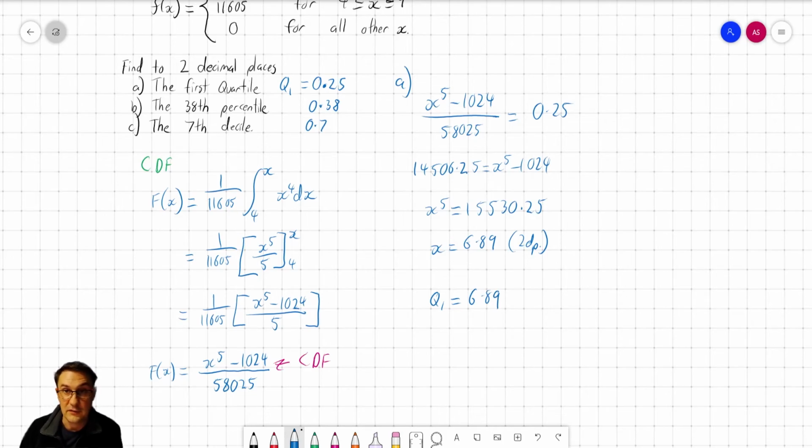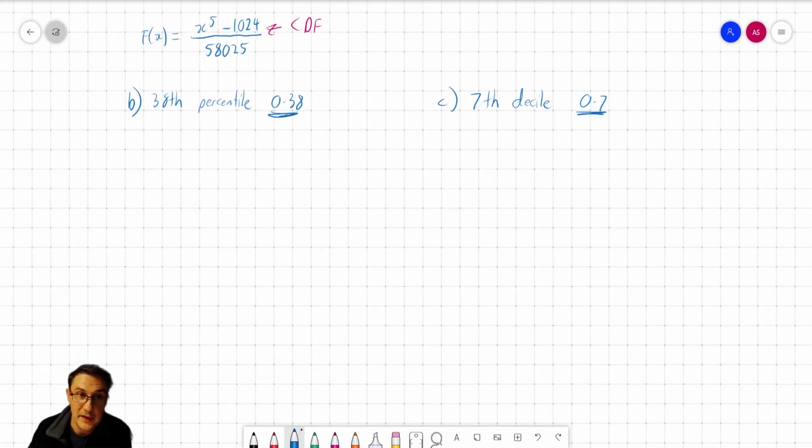That's the first part of it done. Okay, moving on to part B, finding the 38th percentile. Again, it's the same process. I'm just making the whole CDF. So x to the power of 5 minus 1024 over 58,025. This is going to be equal to 0.38.